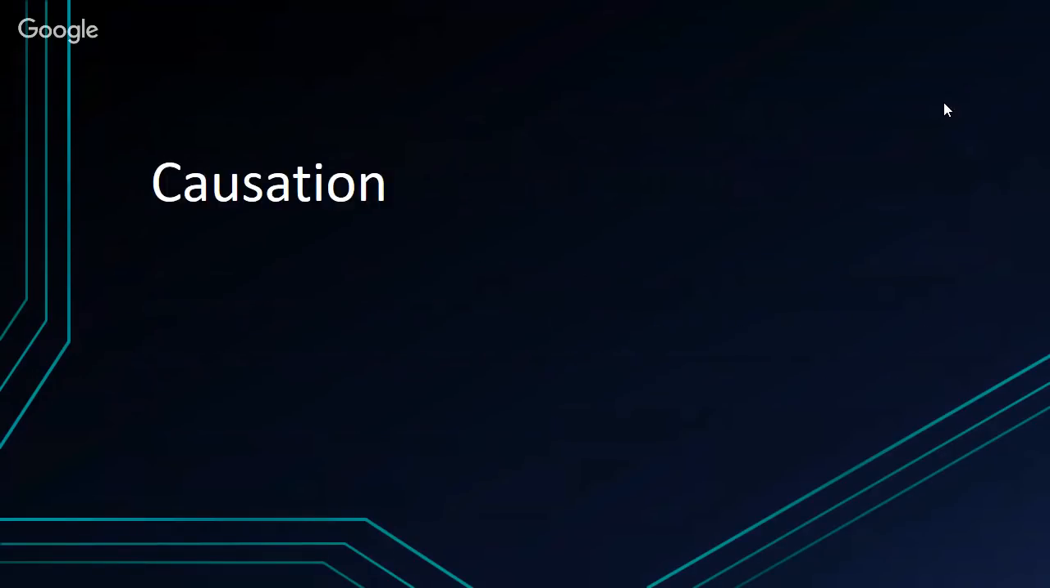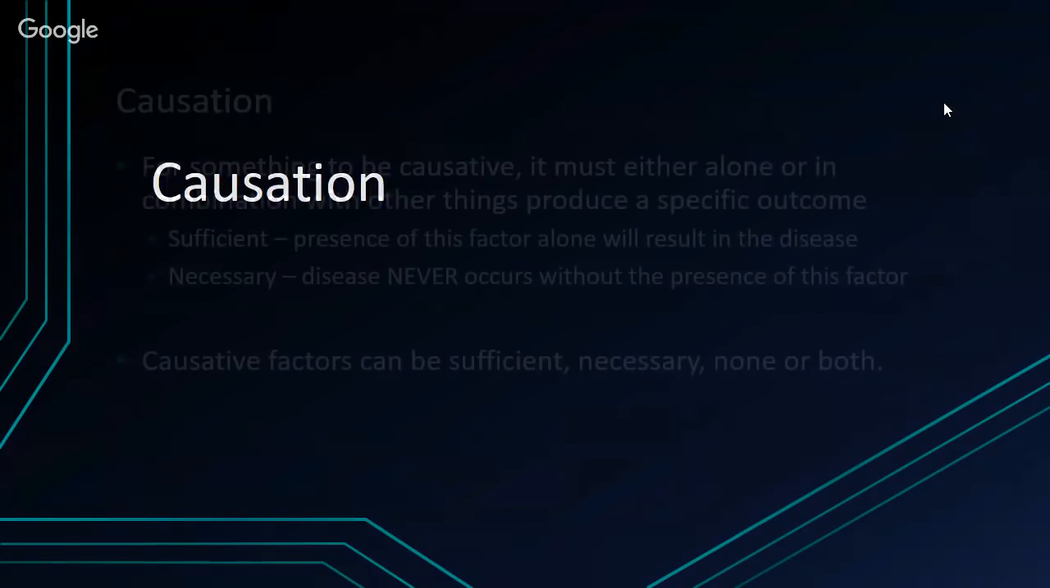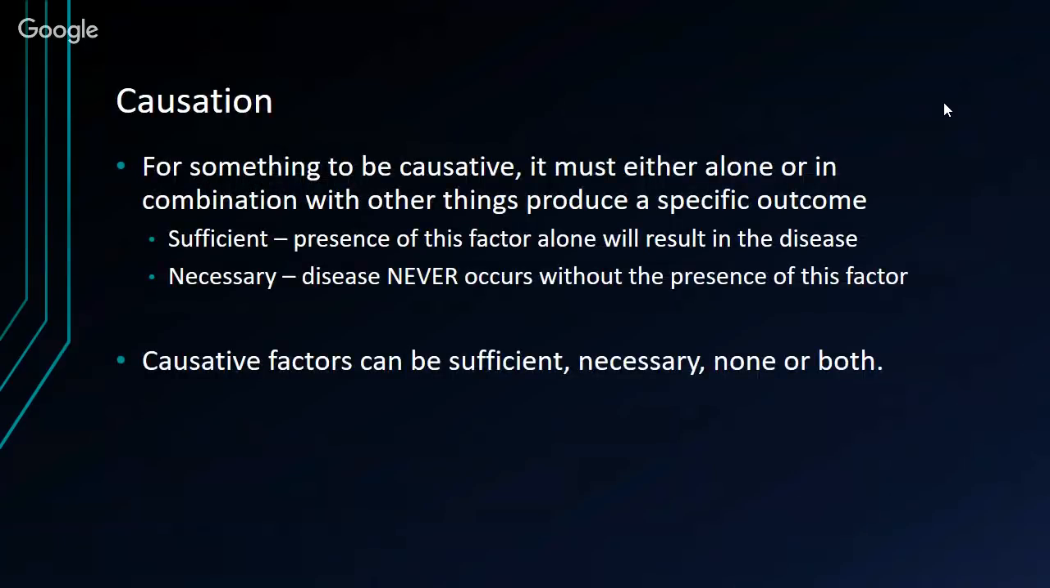So firstly, causation. Let's get stuck into it. So causation is when something alone or in combination with other factors produces a specific outcome. So sufficient means that any exposure to this factor will definitely cause the outcome, and necessary means that the outcome won't occur without the factor. So you can have causative factors that are sufficient, necessary, both, or none. So an example of a sufficient factor is, say, decapitation is sufficient for death, but not necessary. You can die in other ways.